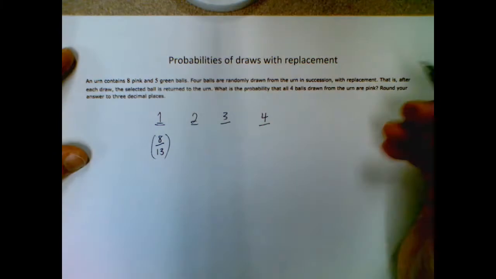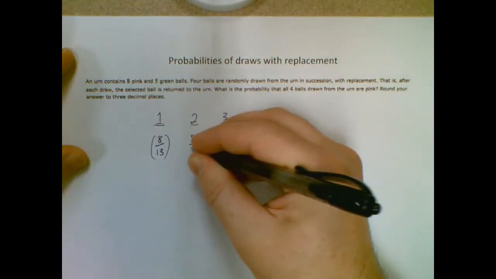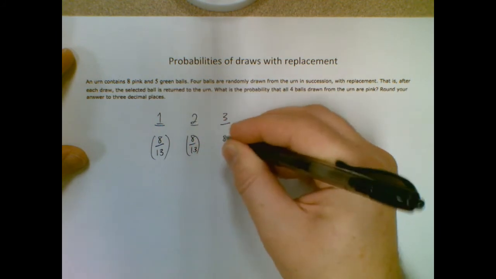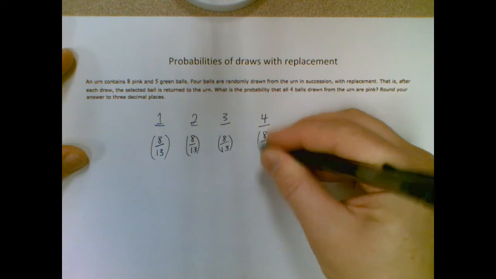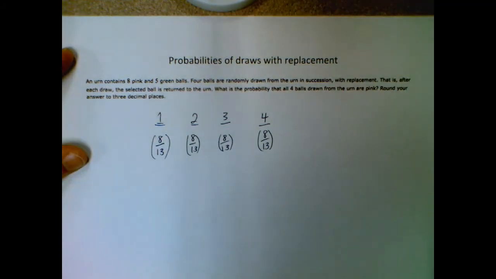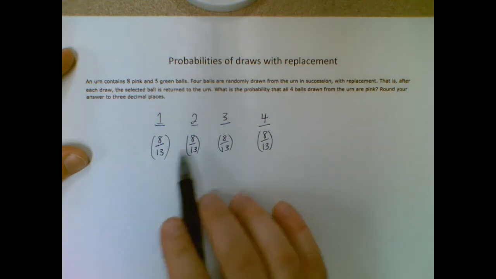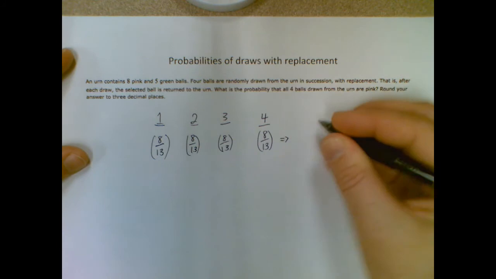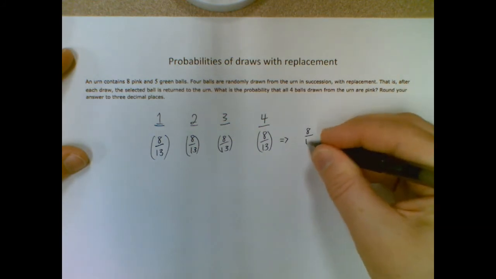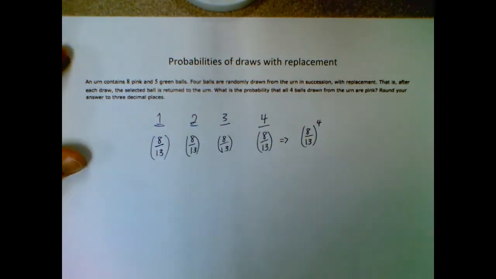And then if I draw one and put it back in, the probability is not going to change. It's still going to be 8 out of 13 for my second, 8 out of 13 for my third, and 8 out of 13 for my fourth. So if I want the probability that all of them are pink, I want every single one of these to happen, so we're going to multiply those together. It's going to turn into 8 over 13 to the 4th power, because there are 4 of them.